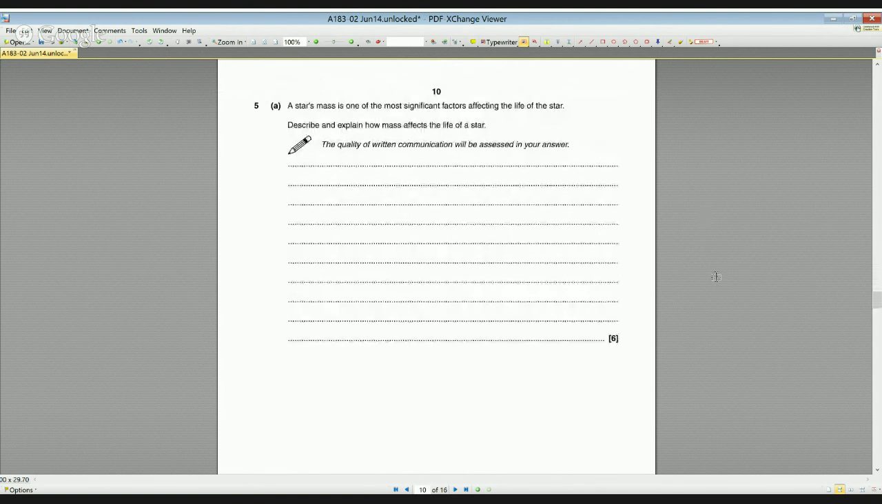Question number 5, another 6-mark question. A star's mass is one of the most significant factors affecting the life of the star. Describe and explain how mass affects the life of a star. It's a tricky question, this one, actually.